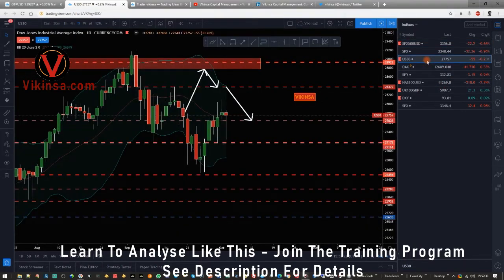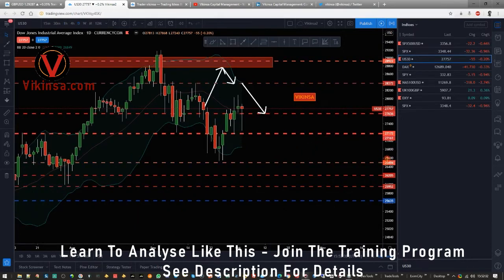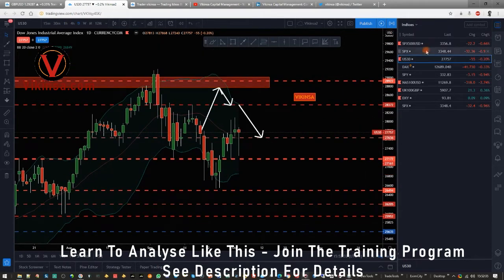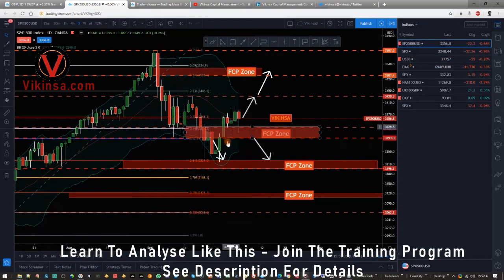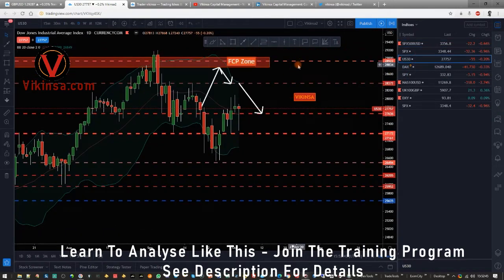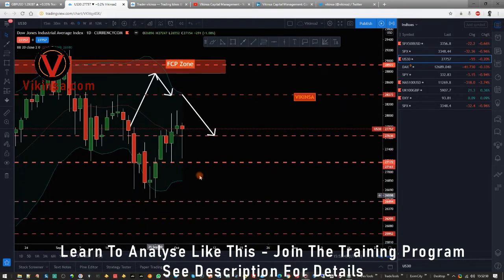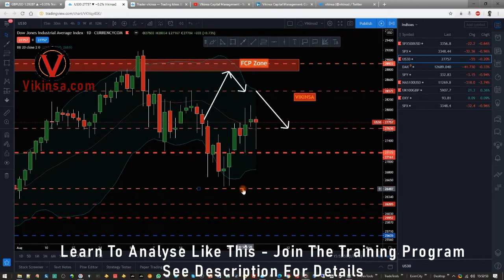Okay, let's move on to the next one, which is going to be US30, because US30 mimics what the S&P 500 does. It's a subset of the S&P 500. So pretty much like the S&P 500, it has started to show a little bit of bullish movement, which we were expecting. If I go to the US30, the FCP zone is around here, and these levels are still valid. You can see that the market has been respecting these levels with a little bit of tolerance. You can also notice that we have this inverted head and shoulders, pretty much like what we saw on the S&P 500 as well.